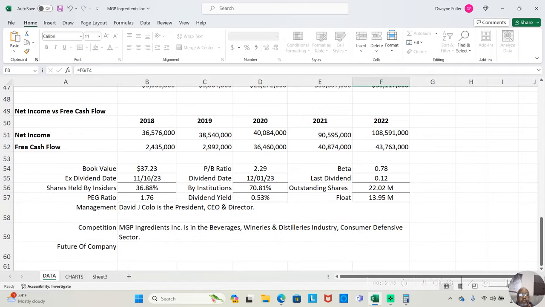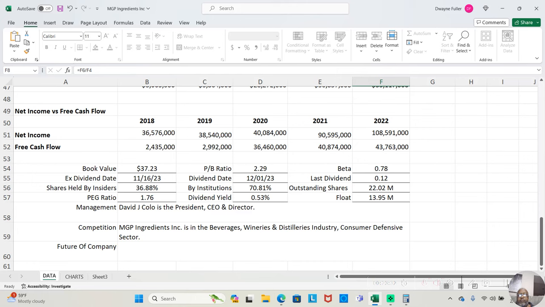Now, this company, well, let's start with their book value. Their book value is $37.23. I really don't concern myself much with book value if they're buying back shares of their own stock. And I explained that in a video on the channel that explains about book value, the truth about book value. But their PB ratio is 2.29. The beta, explaining how volatile that stock is, if it's moving more or less than the market, which moves at 1, is 0.78, which signifies that this stock is less volatile than the regular market.